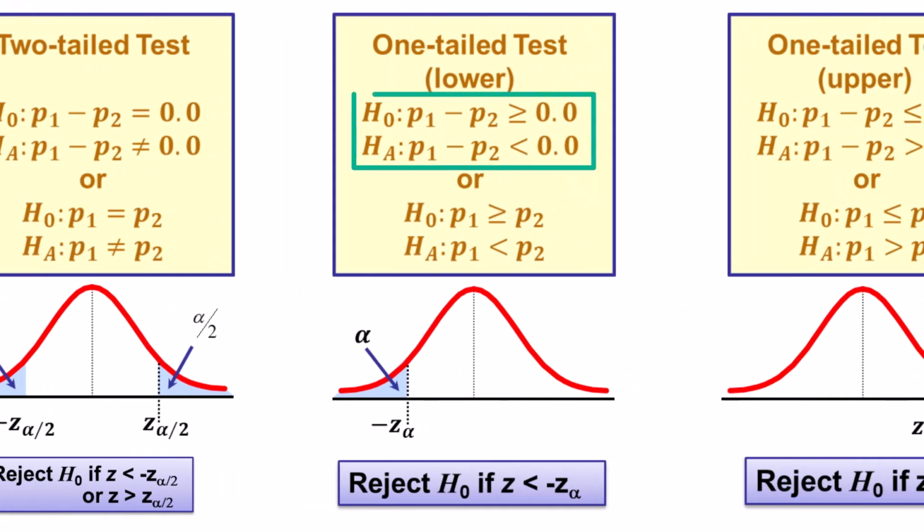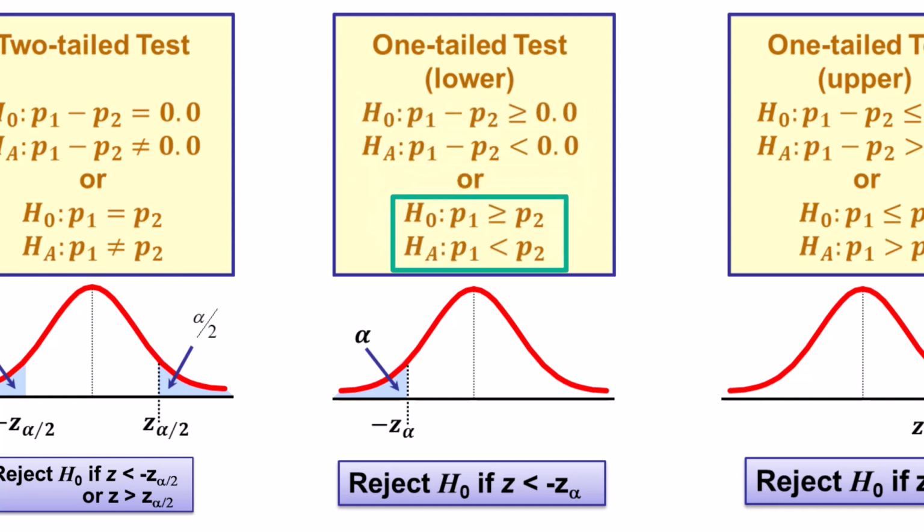For a one-tailed lower test, we are again comparing if the difference of the two population proportions is less than 0. That means the population proportion 1 is smaller than the population proportion 2, which you can see in the second version of the alternative hypothesis. We know this is a lower test since the alternative hypothesis is pointing to the left side of the curve. We reject the null hypothesis if the z-test statistic is less than the z-critical value.